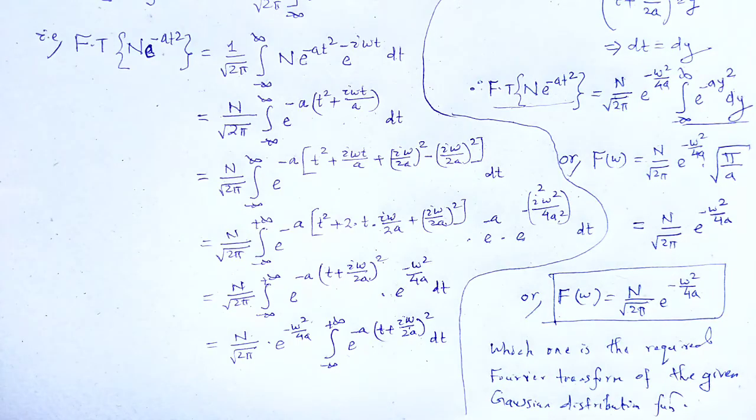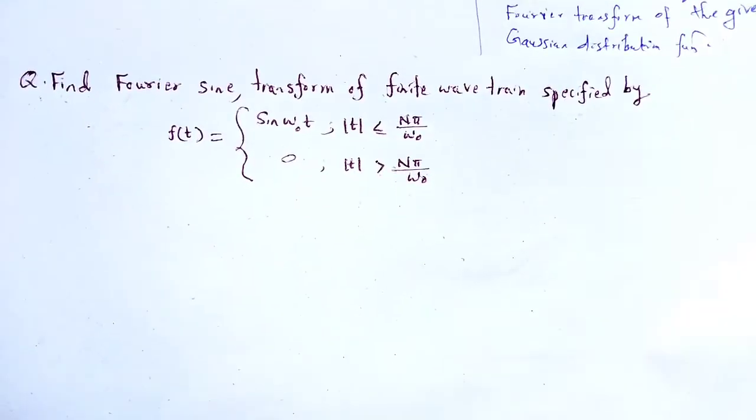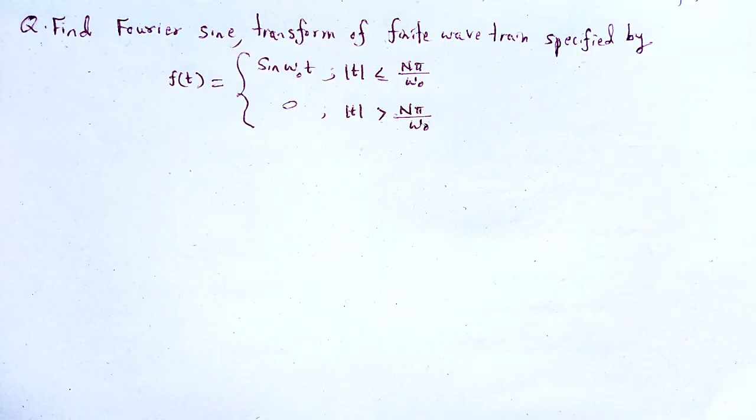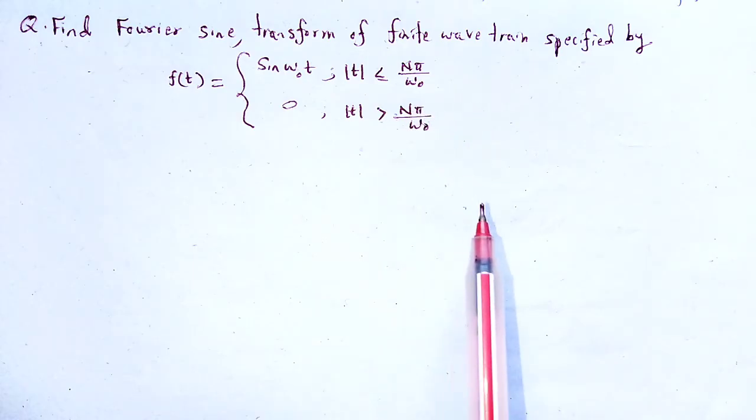Next, an example of Fourier transform for a finite wave train. The function is specified by the finite wave train as f of t is equal to sin omega naught t, where magnitude of t is less than or equal to n pi divided by omega naught, and the function will be 0 when magnitude of t is greater than n pi divided by omega naught.